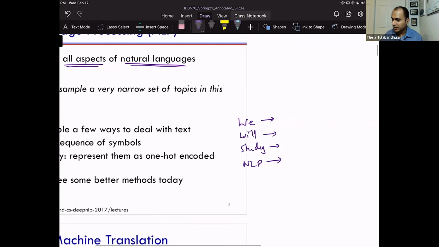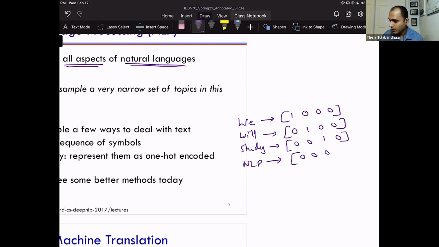And the moment you think of categorical values, you can say, hey, I can represent, if there are only 4 words in my vocabulary, for simplicity, let's say, then I'll represent each one by a one-hot encoding vector. Okay, one-hot encoded vector, which just means, let me just represent We as 1, 0, 0, 0, will as 0, 1, 0, 0, and then study as 0, 0, 1, 0, and NLP as 0, 0, 0, 1.